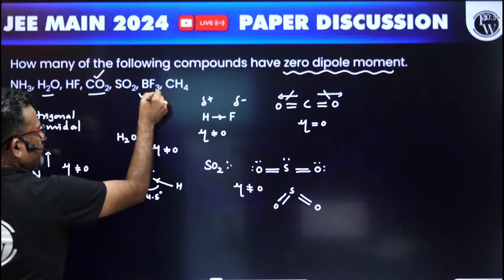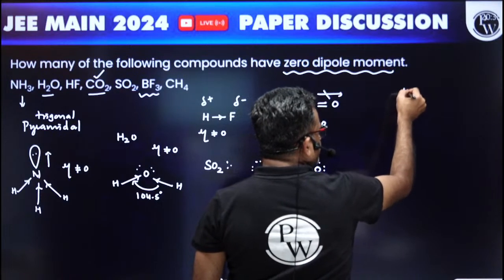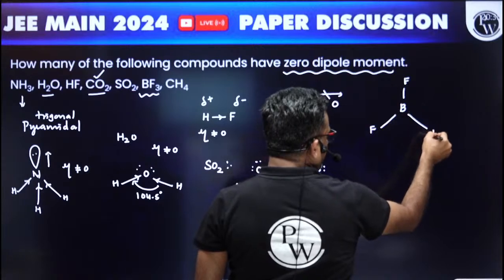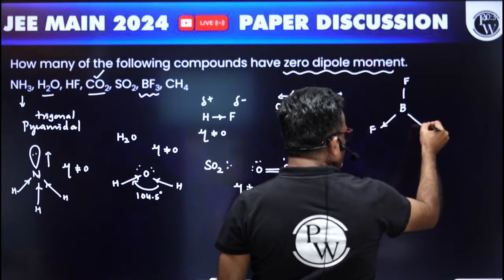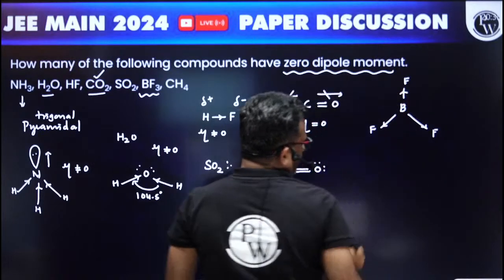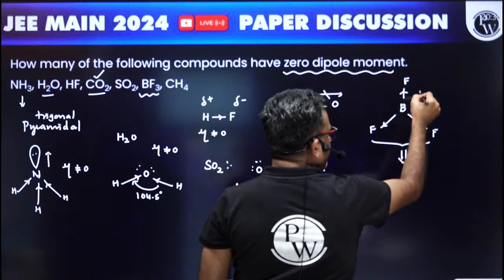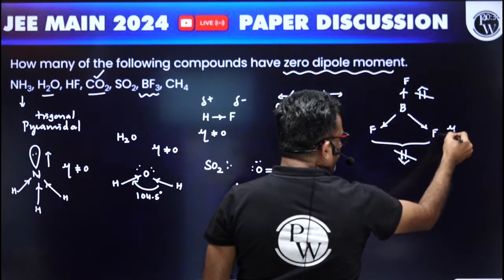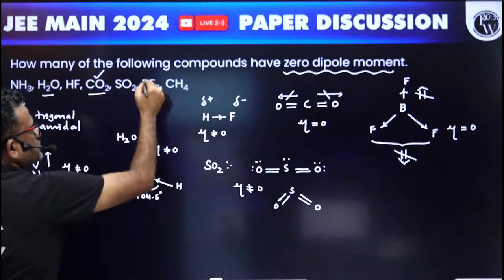Now, coming to BF3, boron trifluoride. Boron trifluoride is sp2 hybridized, and with sp2 hybridization it is trigonal planar. So, this is the dipole moment direction of fluorine, and the net dipole moment of these fluorines is here and here. So it gets cancelled here, so the net dipole moment of boron trifluoride will be 0. So this is also one example.